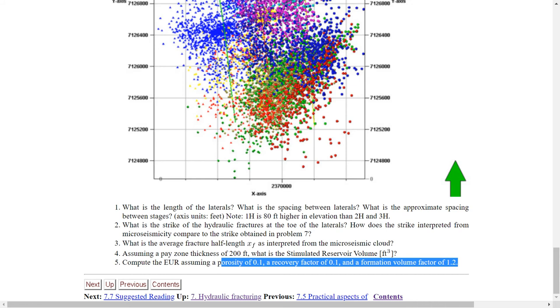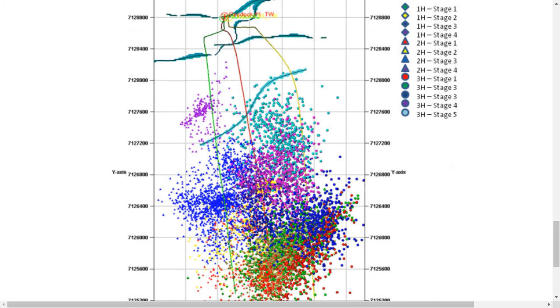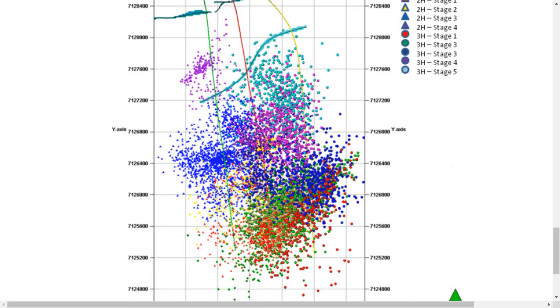Once you get that EUR, multiply that times the price of oil, and calculate the value of that. And you may go ahead and compare that with the cost of drilling three wellbores and completing three wellbores, which we could estimate at, let's say, $4 to $5 million each wellbore. And let's see if you're able to recover your money out of this or not. Okay?